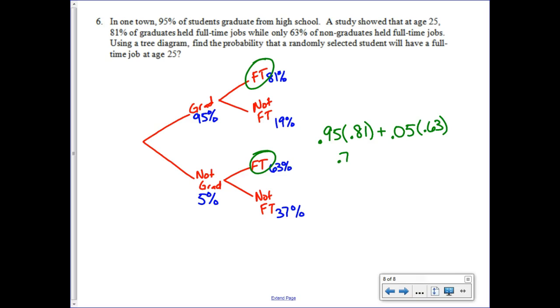So that's 0.7695 for this one, and 0.0315 for this one. So we get 0.801, or about 80% that held a full-time job. So of a randomly selected student, 80% held a full-time job.